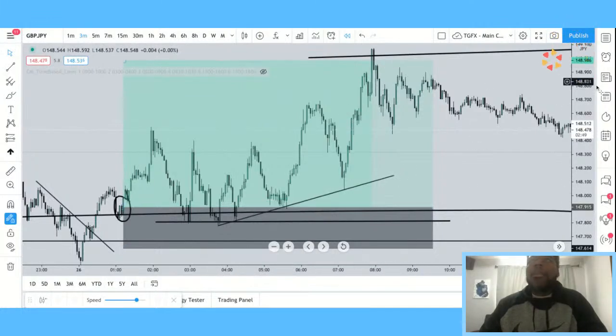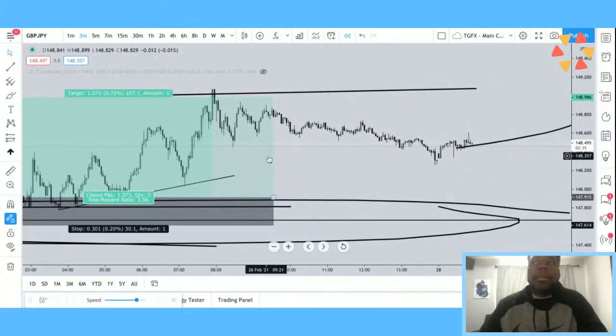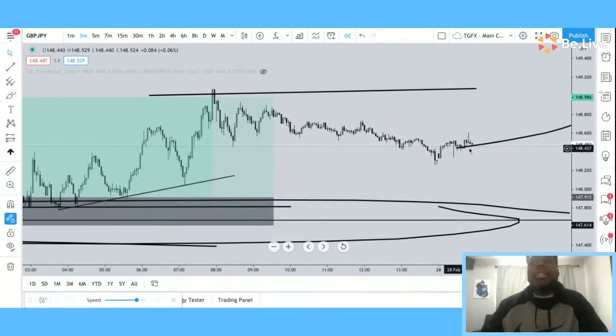So after that, price pushes up, and we hit over a 1 to 3 risk reward, almost 1 to 4 actually. So we made 107 pips for risking 30 pips. So you would have made about 3.5 times your money on this particular trade. And once again, it potentially could be forming to push up even higher.